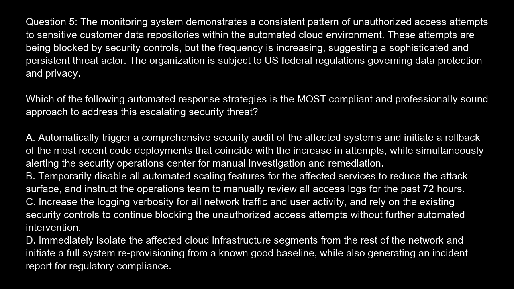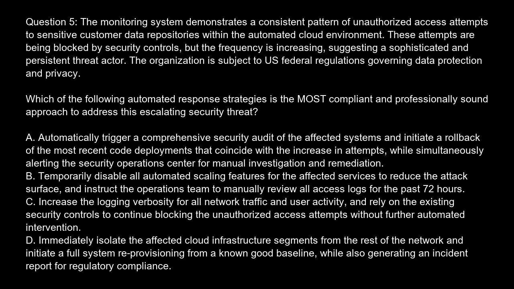Option A. Automatically trigger a comprehensive security audit of the affected systems and initiate a rollback of the most recent code deployments that coincide with the increase in attempts, while simultaneously alerting the Security Operations Center for manual investigation and remediation. Option B. Temporarily disable all automated scaling features for the affected services to reduce the attack surface, and instruct the operations team to manually review all access logs for the past 72 hours.